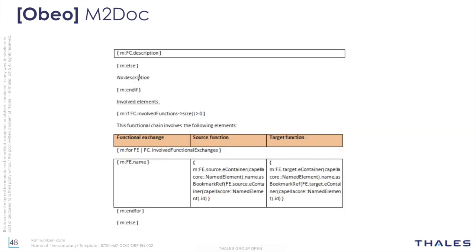And you can basically write your queries and your scripts within the template, within the Word document. So it's pretty simple. If you check this one, it means in this table, I'm going to have in the first cell the name of a functional exchange. In the second one, I want the name of the functional exchange source, and the last one, the name of the function that is the target. And the bookmark ref is something that will enable hypertext links in the generated document.